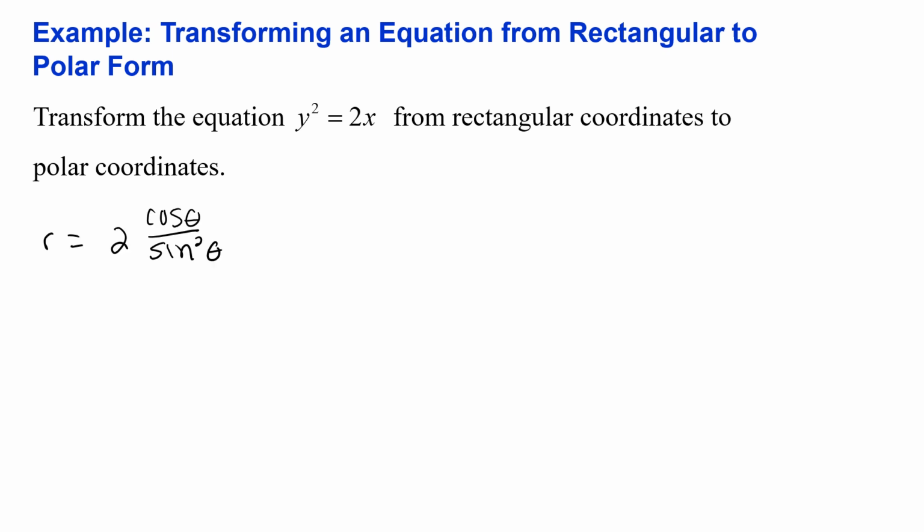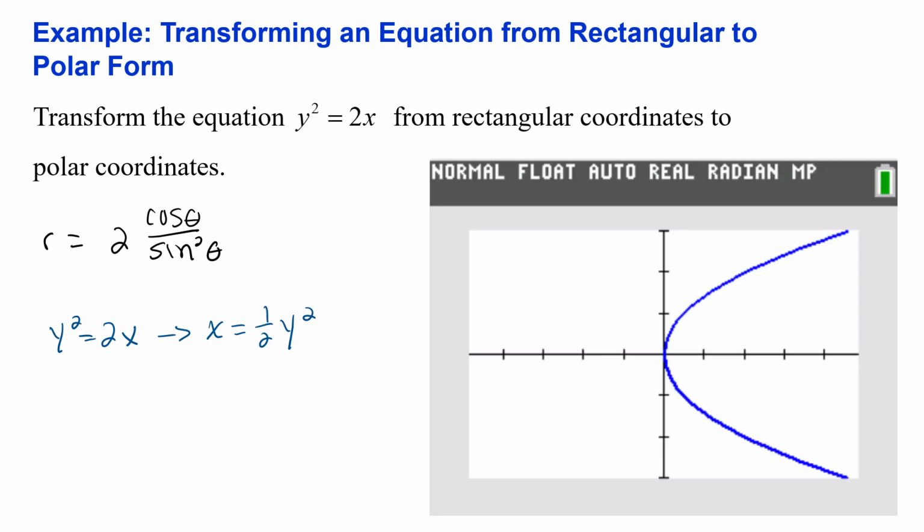Now let's recall the original rectangular equation is y squared equals 2x, or x equals 1/2 times y squared. Now this is the graph of a parabola with the vertex at the origin and opening to the right, since the coefficient of the y squared term is positive. Now, using a graphing calculator in polar mode, typing in our polar equation, r equals 2 times cosine theta divided by sine squared theta, we observe a parabola opening to the right in the viewing window of -5 to 5 on the x-axis and -3 to 3 on the y-axis.